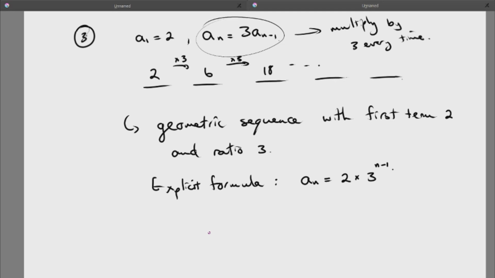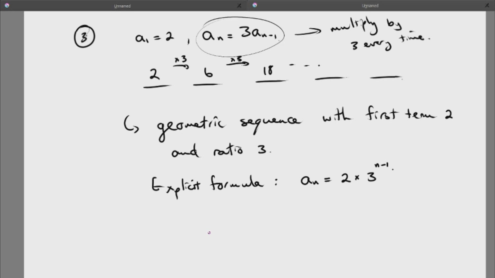For the recursive formula, the circled part says take the previous term and multiply it by 3. If I want to use that part to find the first term, I need to look back to a previous term. But there is no previous term, so I can't do it for the first term. That's why the first term is given separately, because only from the second, third, and so on can I look back.